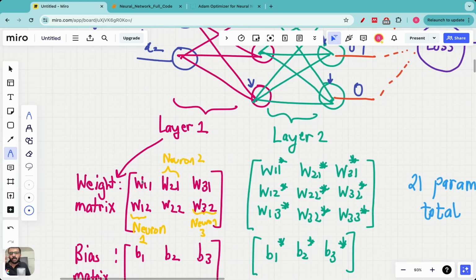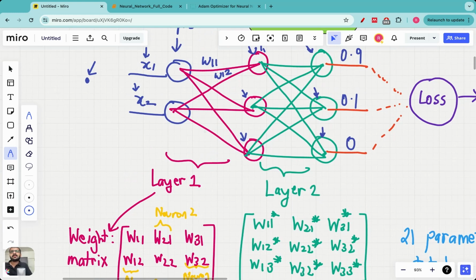If you look at the first column of this matrix, that's W11 and W12, those are the two weights corresponding to the first neuron. Then in the second column we have W21 and W22, those are the two weights corresponding to the second neuron. And in the third column we have W31 and W32, those are the two weights corresponding to the third neuron. This is called the weight matrix.